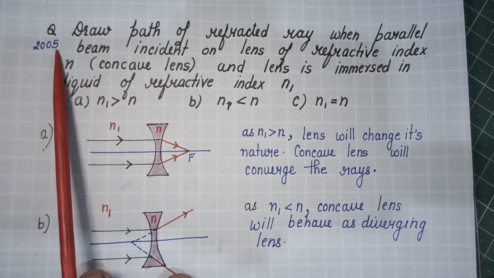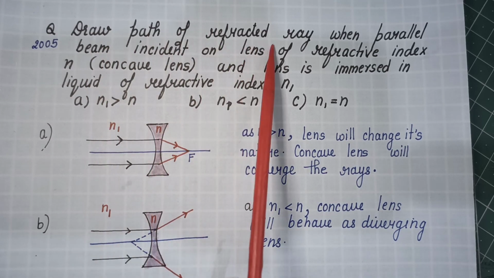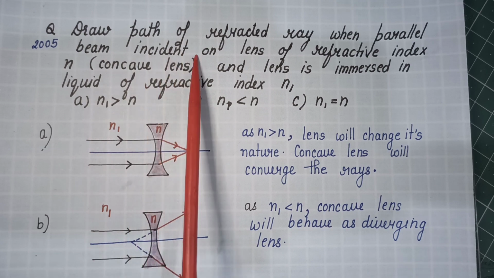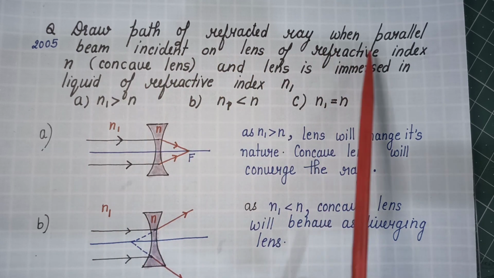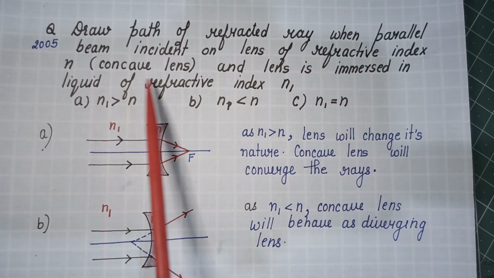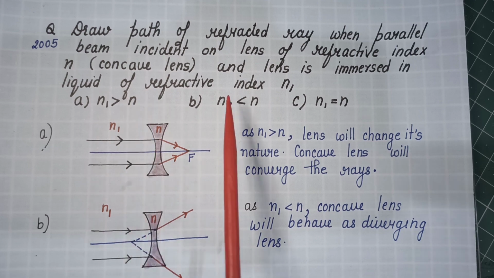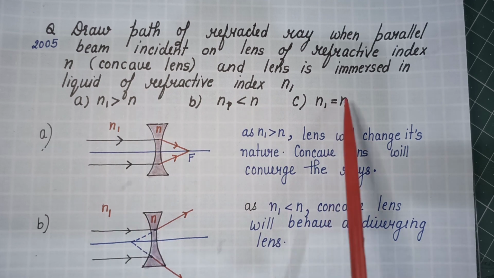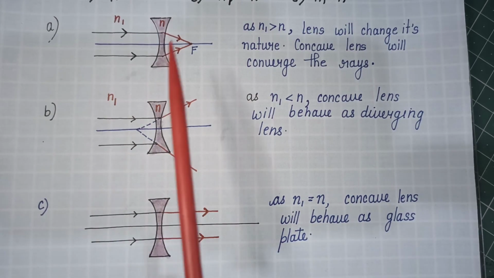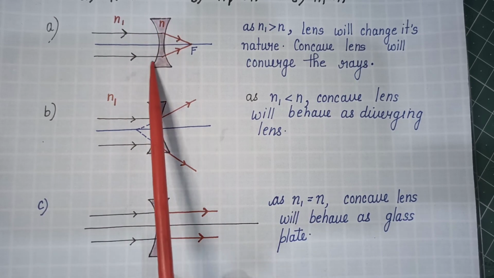Now after 5 years, see, the same type of question is repeated. Here they are saying: draw the path of the refracted ray when a parallel beam is incident on a concave lens. The refractive index of the concave lens is n and the lens is immersed in a liquid of refractive index n1, where in the first case n1 is greater than n, in the second case n1 is less than n, and in the third case n1 is equal to n.